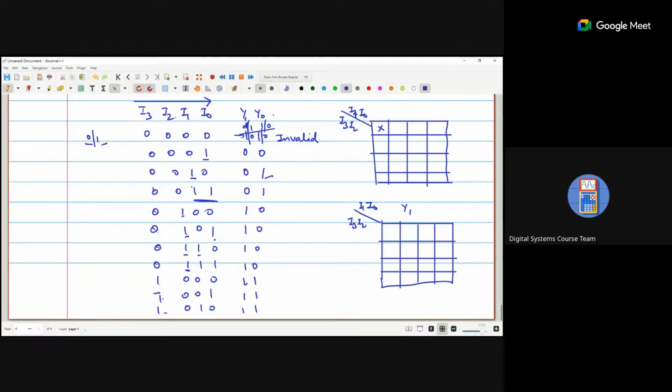Now for 2 it is 1, for 3 it is 1, for 8 too, because after that I3 is 1. If I3 is 1, that means y1 y naught is 1 1. So 8 9 11 10 12 13 15 14. So one group is this one and second is this one.